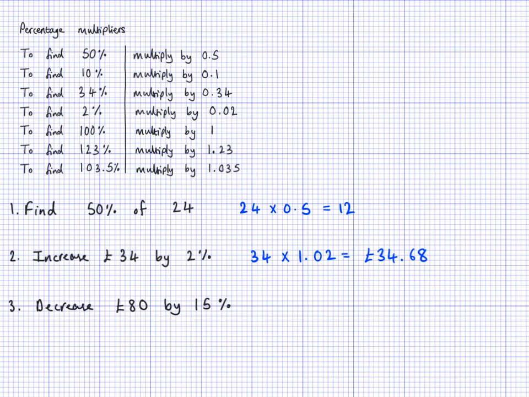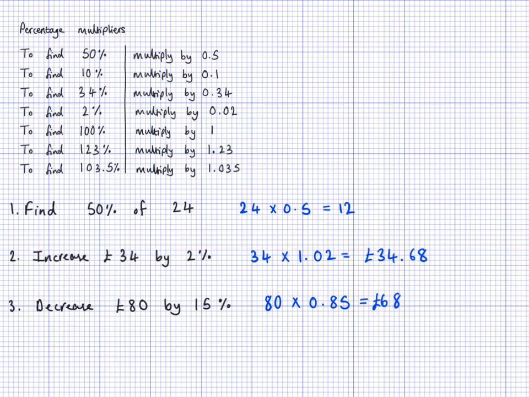And the next one, I've got decrease £80 by 15%. So if I decrease an amount by 15%, it's like finding 85% of that amount, because 85% and 15% together makes 100. So 15 less than 100 is 85. So to find 85% of 80, what I have to do is 80 times 0.85, and this will give me 68.